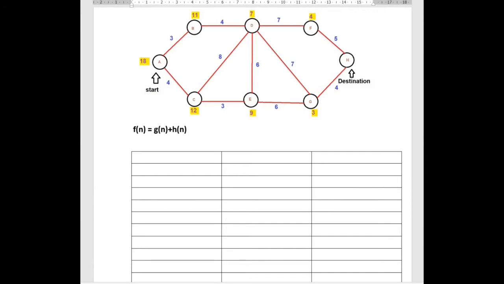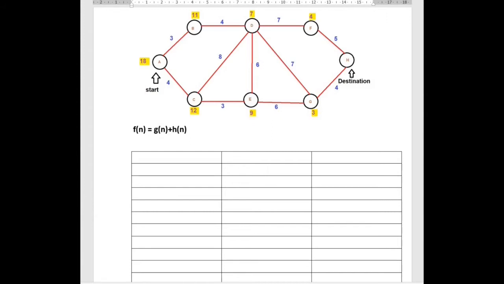Here you can see that we have different nodes like A, B, C to H, and A is our start node and H is the destination node. We are going to find out the shortest path from A to H using the A-star algorithm. The A-star algorithm uses the formula which I have mentioned here to find the shortest path.